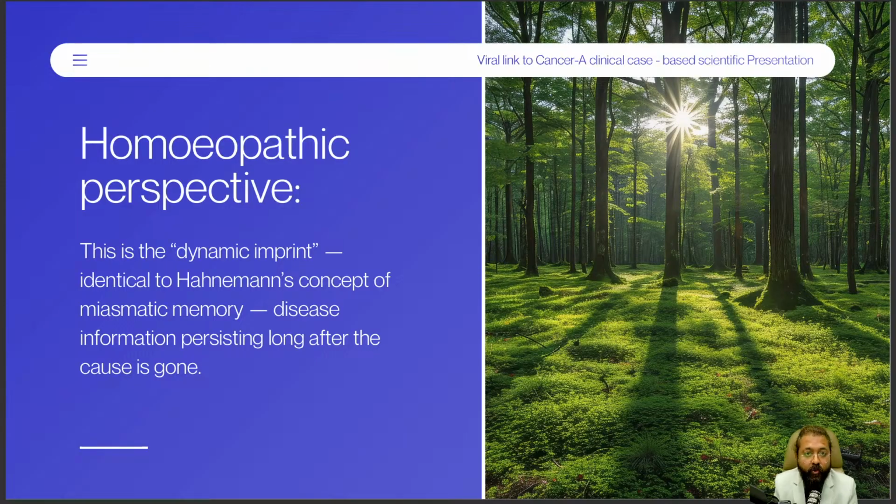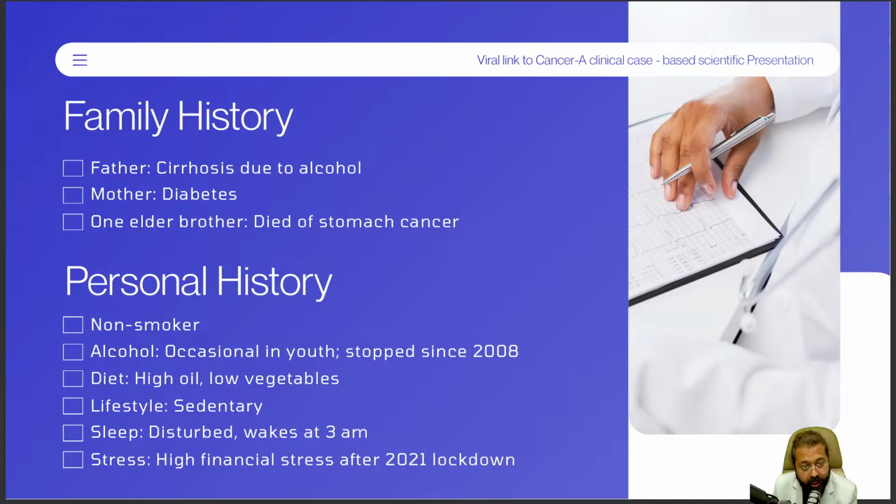Now, if we move on to the family history, here we get cirrhosis of liver due to alcohol in his father, his mother was diabetic, and his elder brother died because of stomach cancer. Now, his personal history is quite interesting. The patient is a non-smoker, and was occasionally alcoholic in his youth; since 2008 he is not even taking it. Lifestyle is better, sedentary, stress is financial as usual. Usually many people have disturbed sleep.